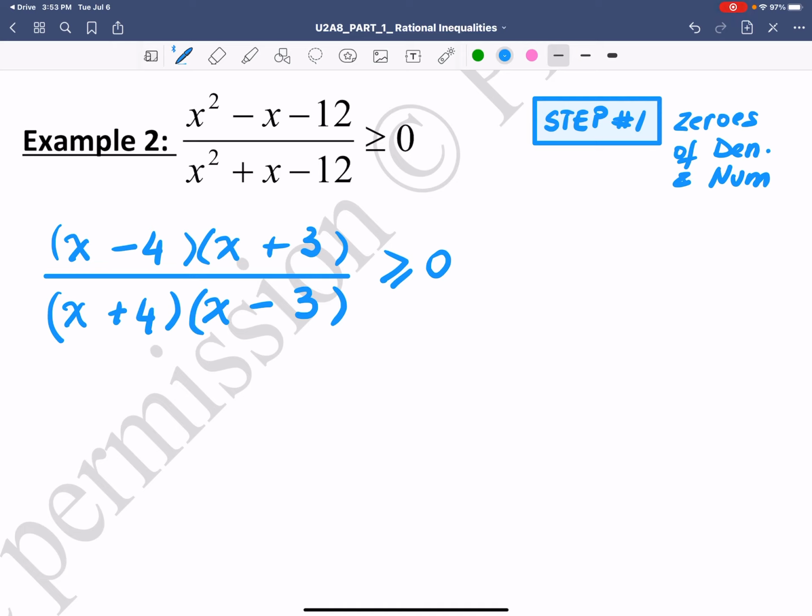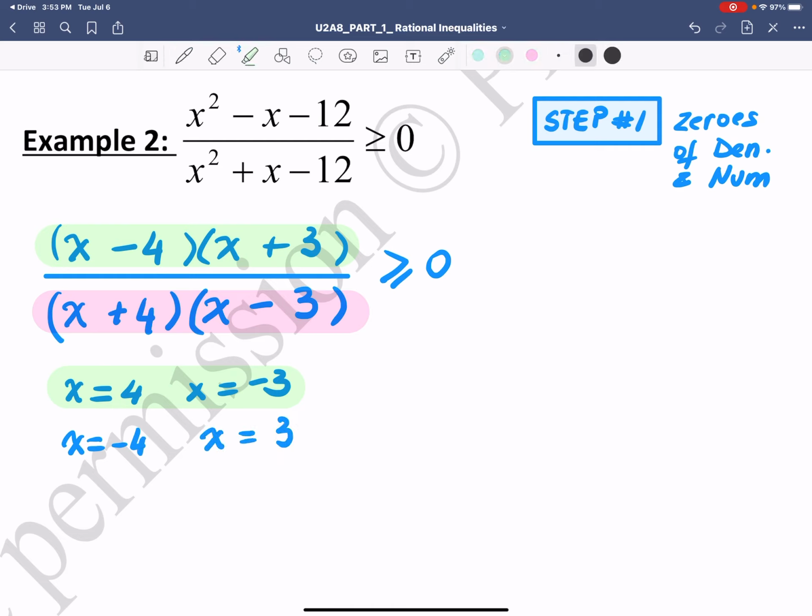So now it's easier for us to list the zeros. We have several factors here. So we have the numerator and the denominator. So for the numerator, we have the zeros at x equals 4 and at x equals -3. And for the denominator, we'll have the zeros at x equals -4 and x equals +3.